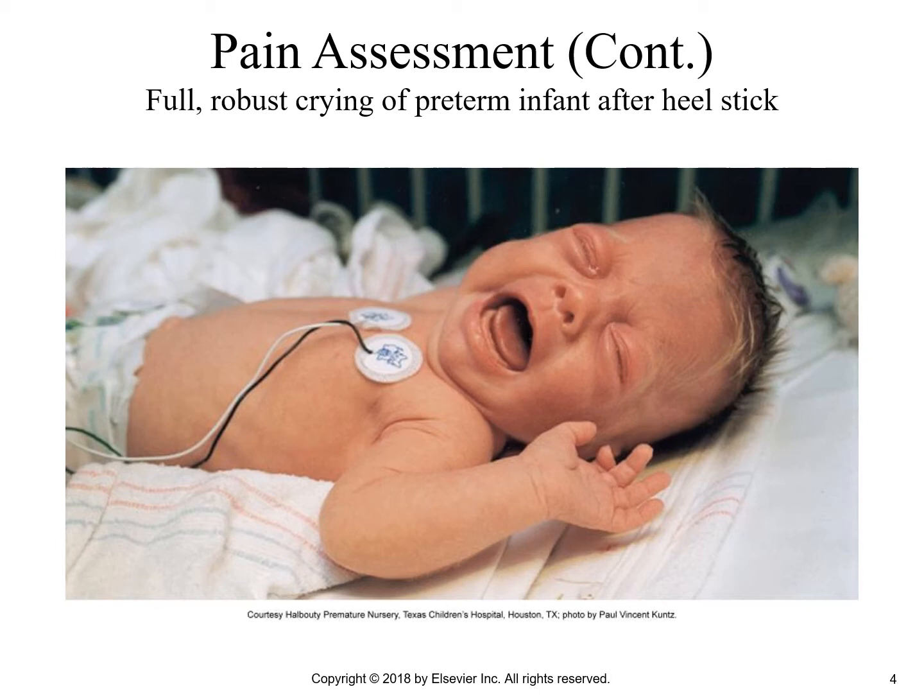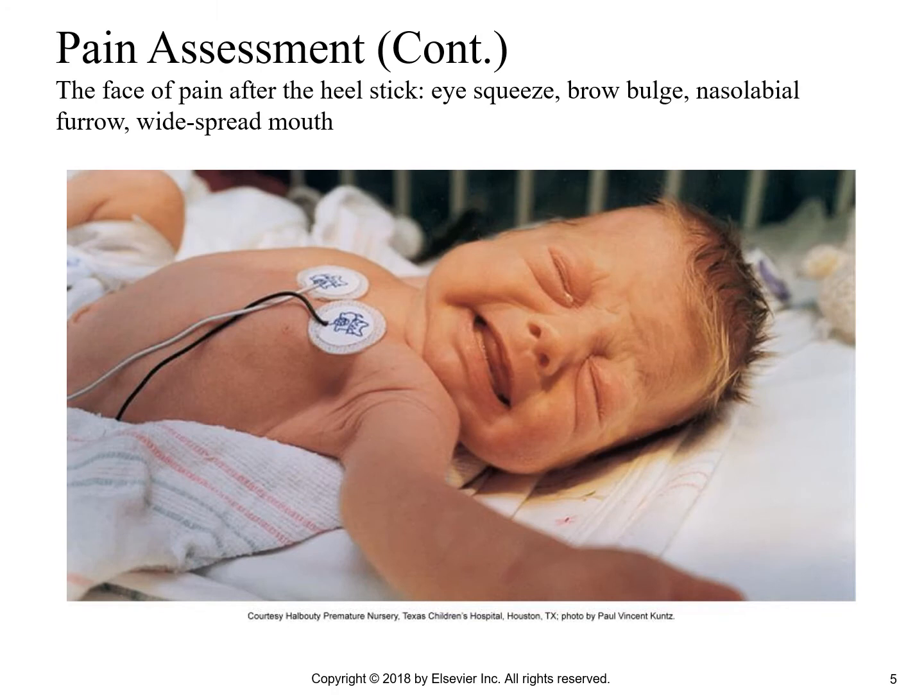Obviously, this infant appears to be in pain. A few years back, the neonatologists in the NICUs did not believe that infants felt pain. We've since proved them wrong. See box 30.1 on page 95. And you can see here that this baby has pain reflected after a heel stick, with the eye squeeze, brow bulge, nasolabial furrow, and a widespread mouth.